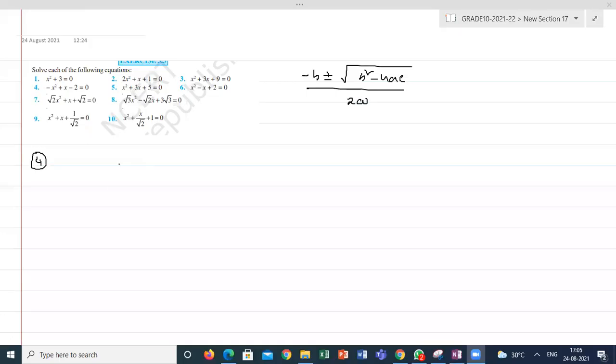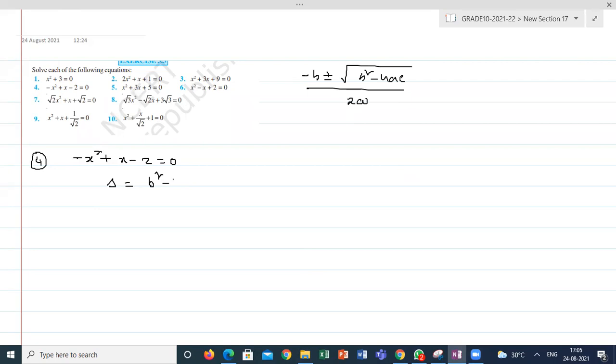So can anyone give the roots of the fourth question? Minus x square plus x minus 2 is equal to 0. What is the delta value? Students, please respond. These are simple numericals. Please respond, everyone. Raghav, Kirtana, Sriya, Vaishnavi, Srinidhi.